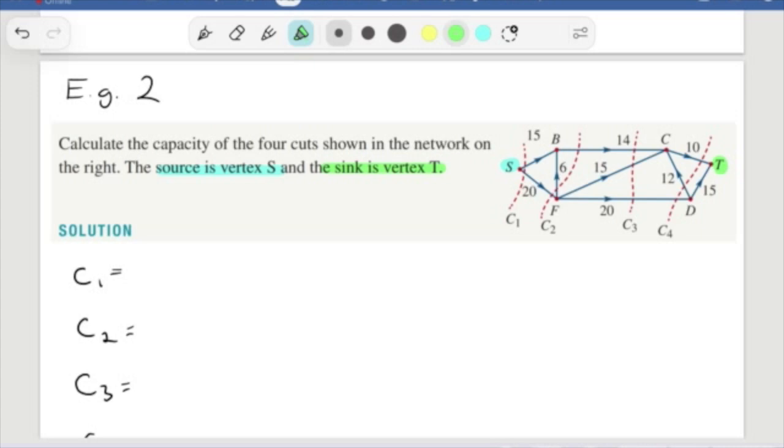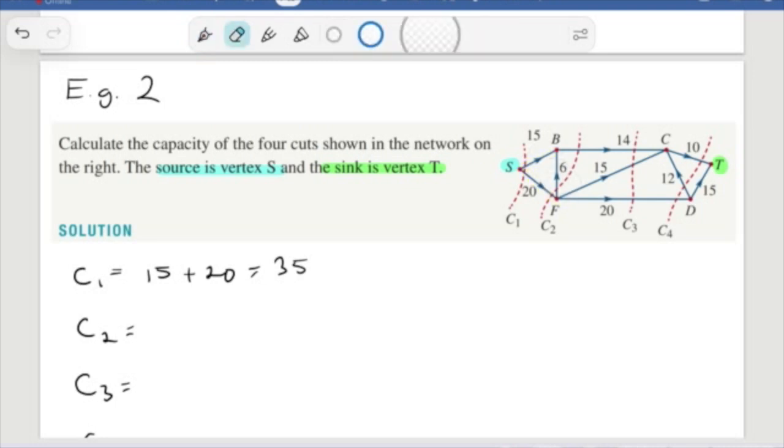So for cut one, we can see it's this one over here. It cuts through, I should say, these two weighted edges. One is 15, one is 20. And we can see it separates source to sink, so now we can figure out the cut capacity. It's simple addition. We're just going to add 15 and 20, which gives me 35. So this cut has a capacity of 35.